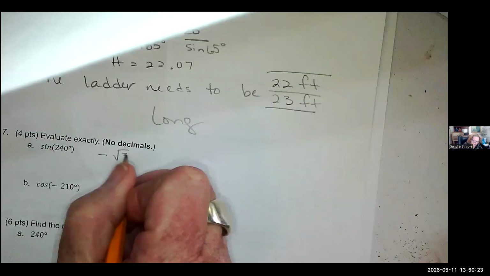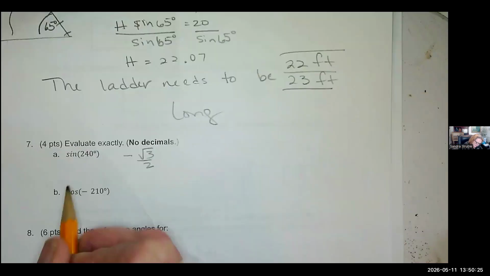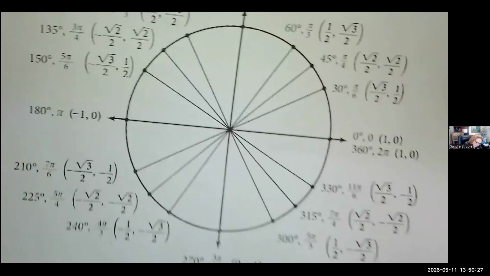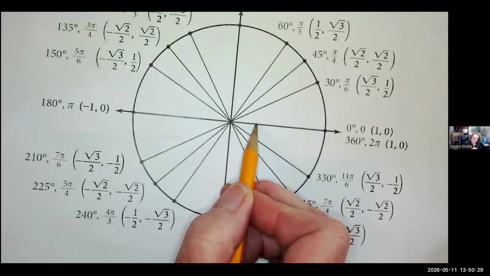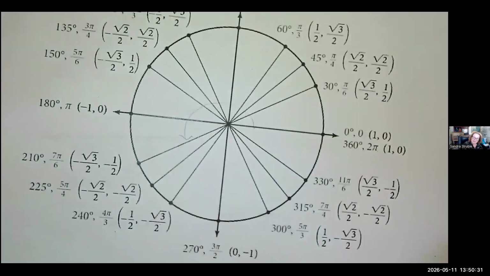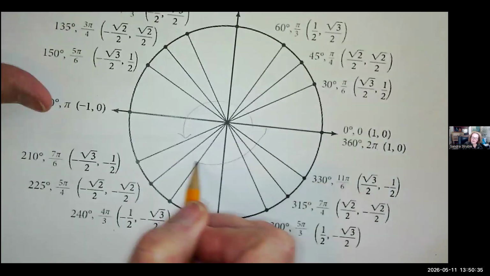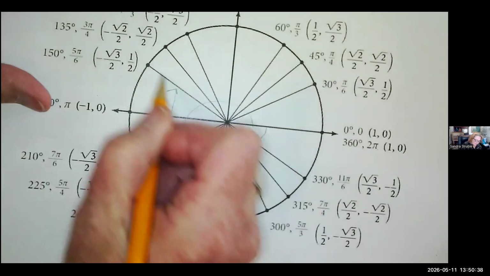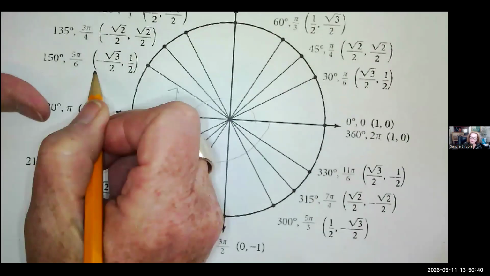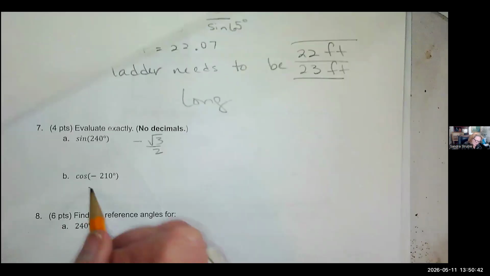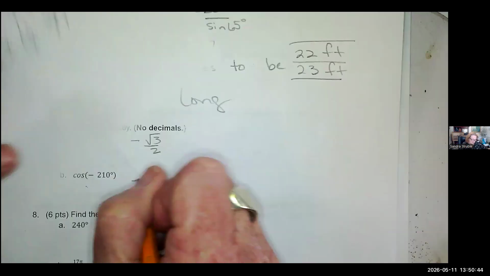Cosine of negative 210. So where is 210? 210 is here. So a 210 would be here, but it's negative. So we have to go the opposite direction, the same amount. So it's right there. It's our 150 degrees. What is our cosine at that point? It too is negative square root of 3 over 2. No, it was not a trick.